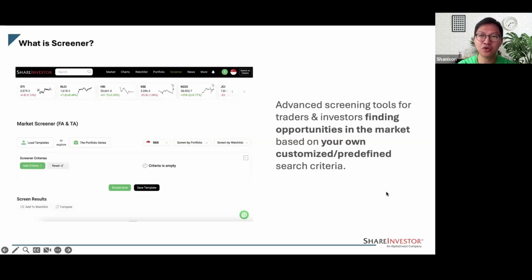With this, you are able to find opportunities in the markets and see whether there are any stocks that fall under the criteria. Is there any stock that you think it's possible to invest or trade in the markets? The screener is all about that.